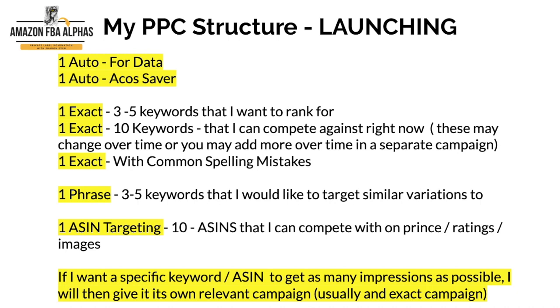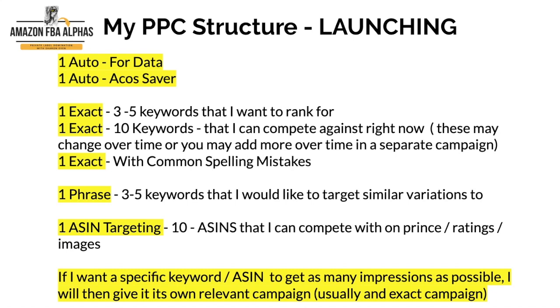This is my PPC structure for launching. All right, so I have one auto campaign, which is for data, one auto campaign, which I call the ACOS saver. You're going to have to watch the previous video to understand what that even means. One exact campaign, which has between 3 to 5 keywords that I want to rank for. One exact campaign that has 10 keywords that I can compete against right now. One exact campaign with common spelling mistakes. One phrase campaign that has between 3 to 5 keywords that I would like to target, similar variations too.